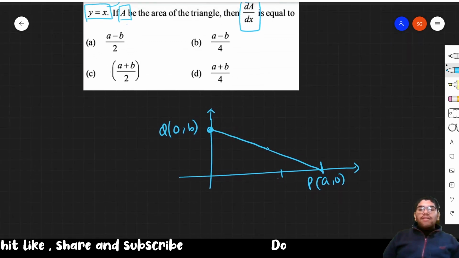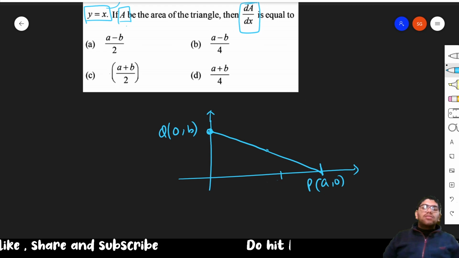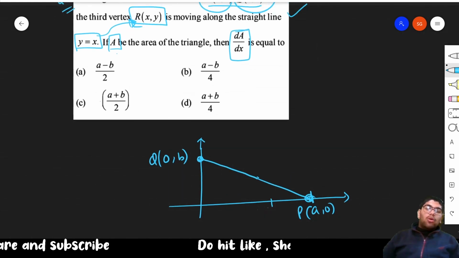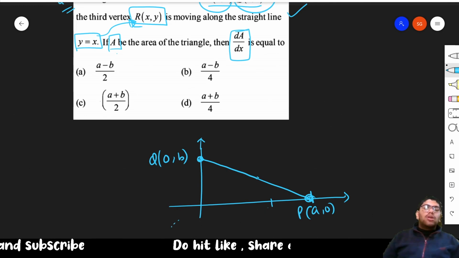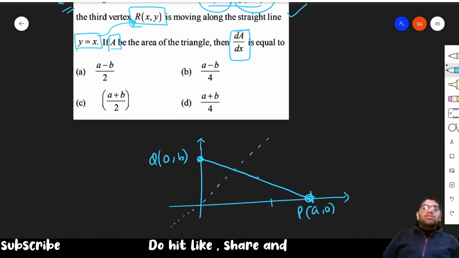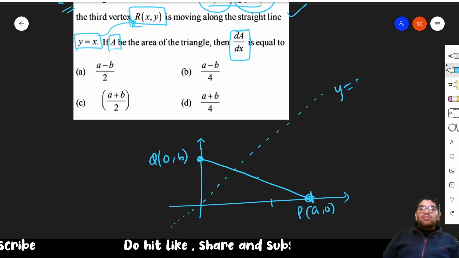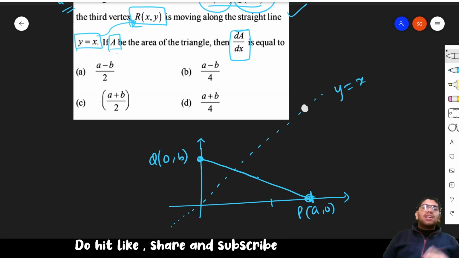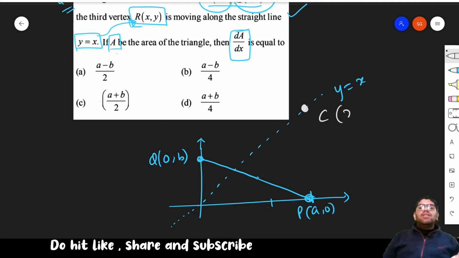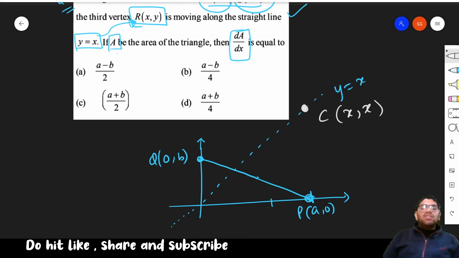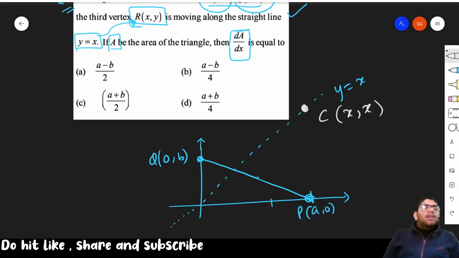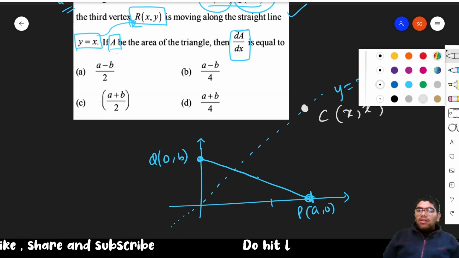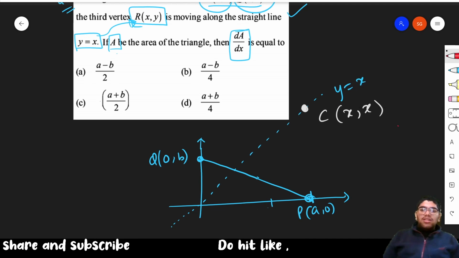Anyways, so we have this 0 comma b. So this is my base pq, and my third coordinate is moving on the line y is equal to x. So let me draw this line. So let's say this line is y is equal to x, and my third coordinate is moving, and let's say that this is my coordinate, let's say c, with the coordinates x comma x. Of course you can write y comma y, you can write x comma x, anything would actually work. Okay, so let me change the color so that it is visible.